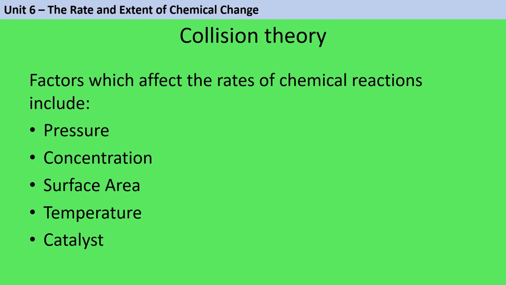There are 5 different ways that you can speed up a rate of reaction, and these are by increasing the pressure, increasing the concentration, increasing the surface area, increasing the temperature, or by adding a catalyst.